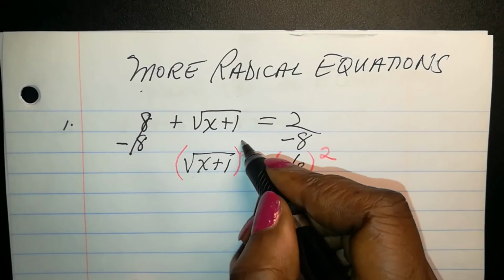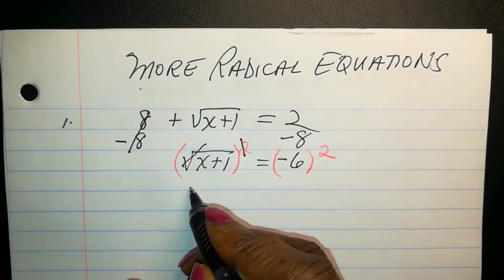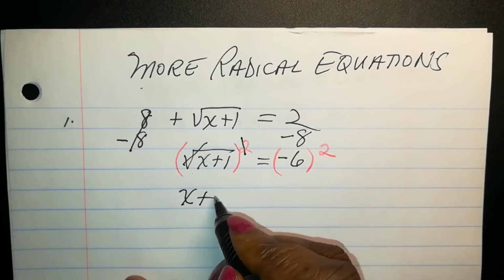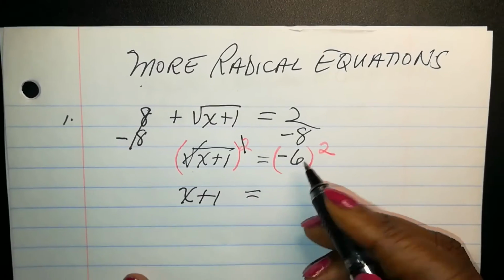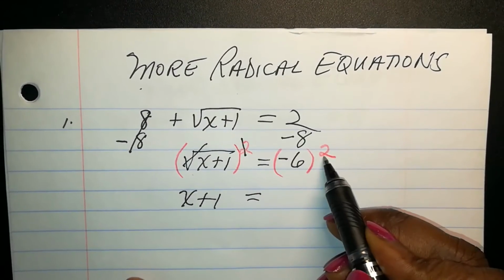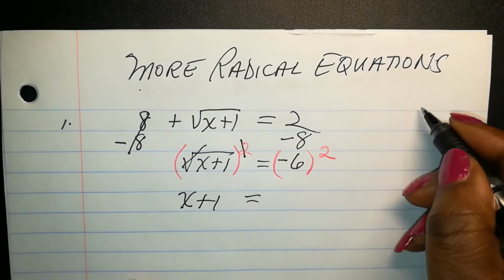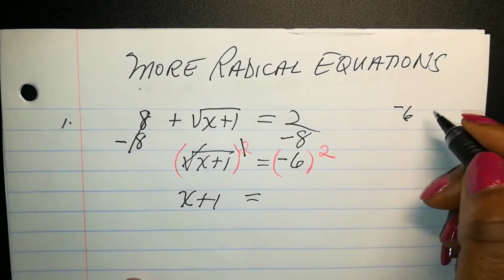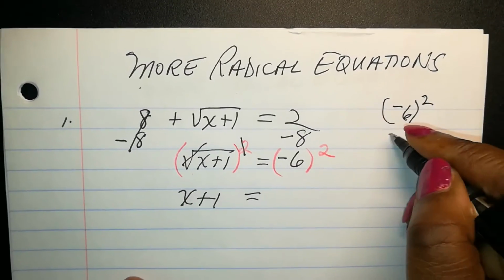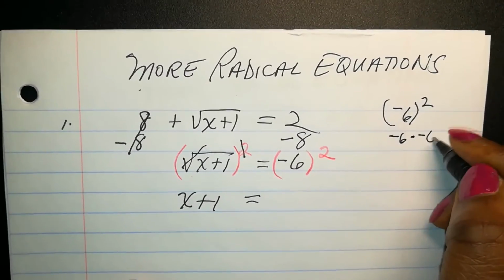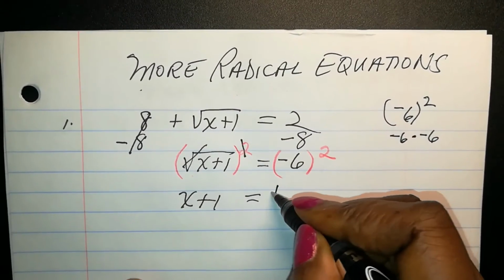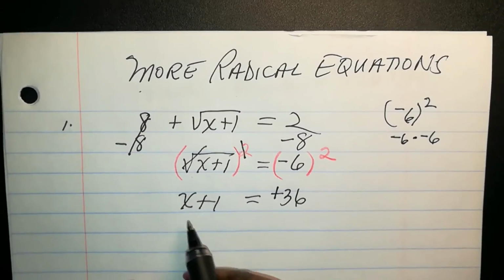So, once again, a square cancels out a square root. So we end up with x plus 1 equaling negative 6 to the second power. That's negative 6 times negative 6. That's what negative 6 to the second power equals. That's a negative 6 times a negative 6, which is a positive 36. So this is what we have right now.